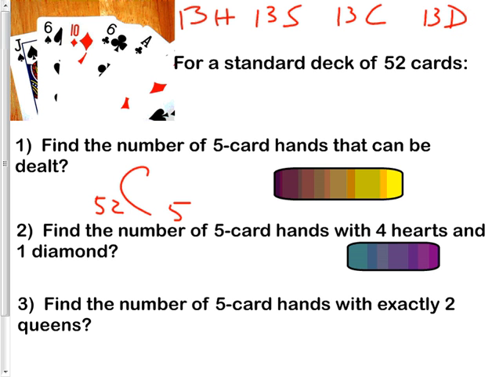All right, so next, find the number of 5-card hands with 4 hearts and 1 diamond. All right, this is where we have to split it into 2 C's. A C and another C, and you multiply your choices. 4 hearts and 1 diamond. This is where you've got to stretch your brain.